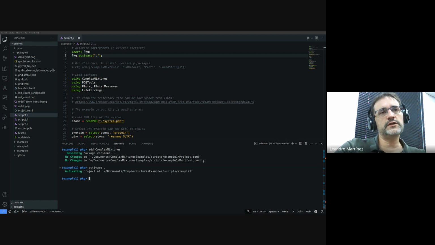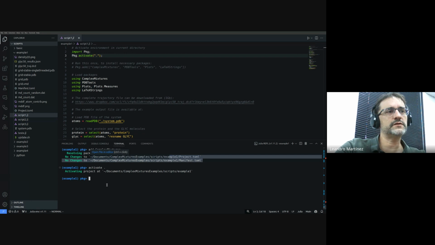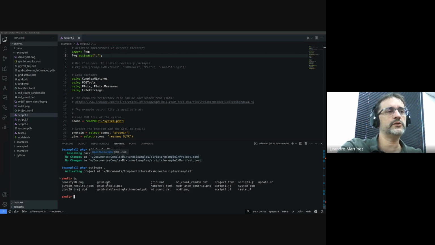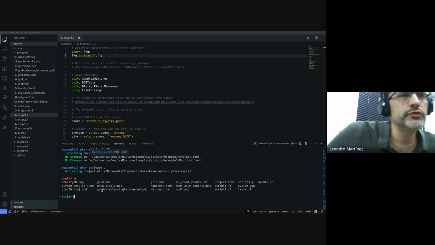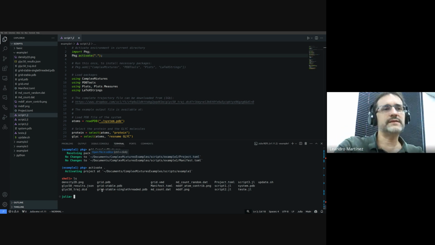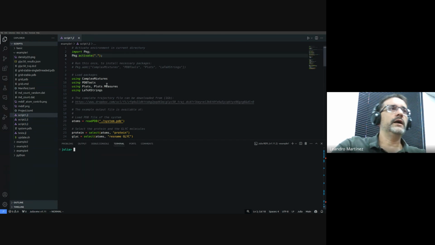And if you save these two files, the project and manifest files that are available here in the directory, you can be sure that at any time in the future, you'll be able to reproduce and rerun the scripts that you are producing here with this exact same version of all the packages you have used once you have installed. So anyway, I consider that we have already installed this package.